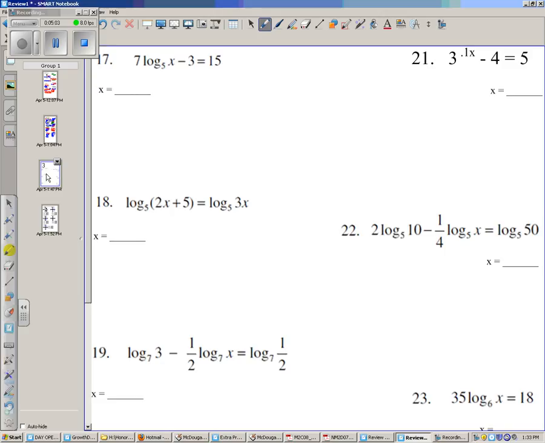17, I finally have a constant, so I will be looping. I'll be looping the log into an exponent, but I can't loop it until the 7 and the minus 3 are gone. So that's what I'm going to do first. First, I'm going to add 3, and then I'm going to divide by 7. And I'm just going to leave that as a fraction because now when I loop it, it's going to be 5 to the 18/7 power equals x.